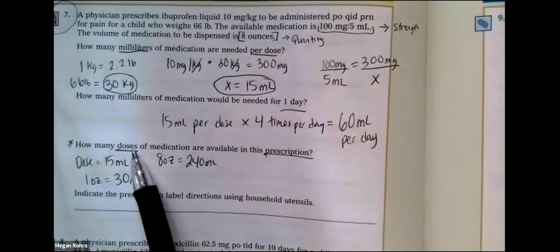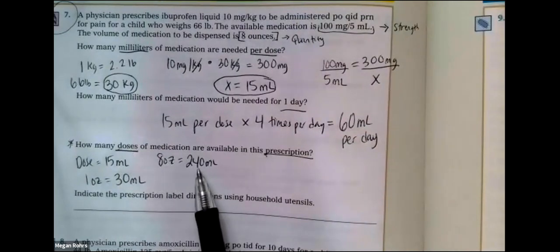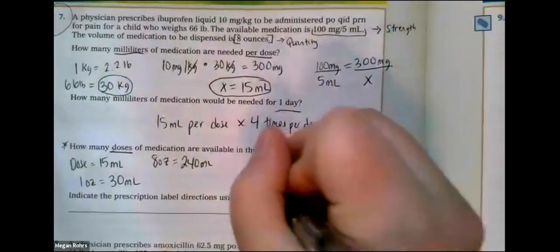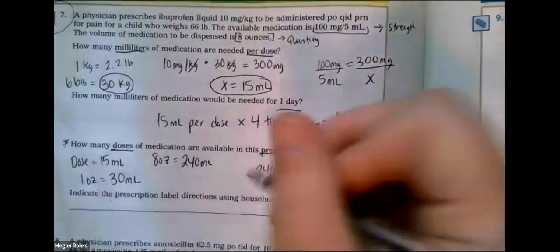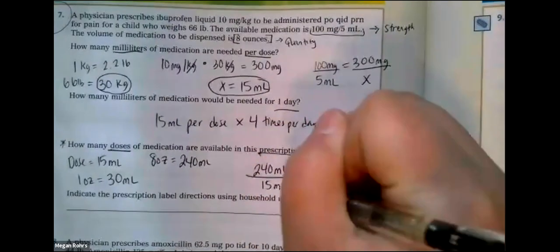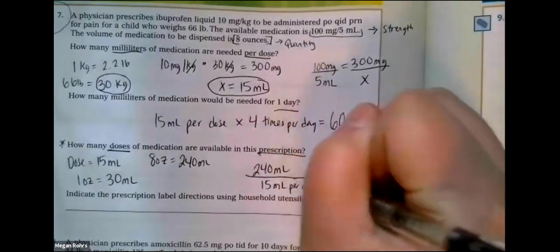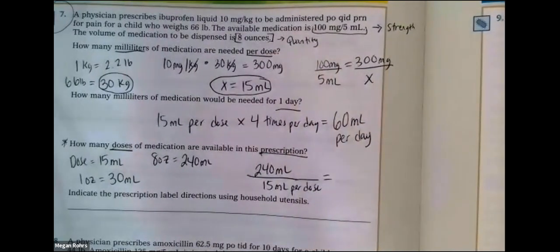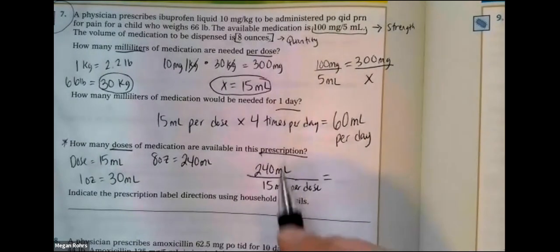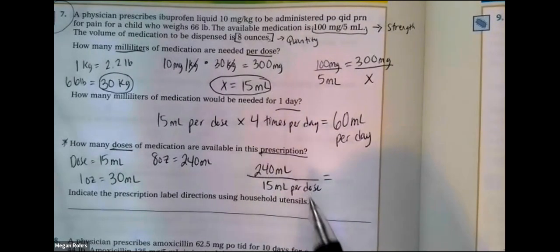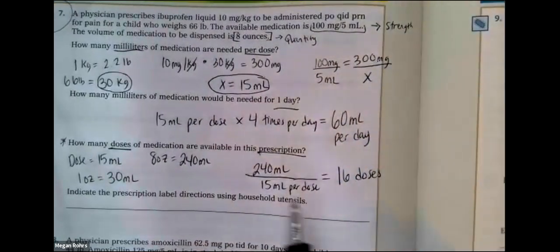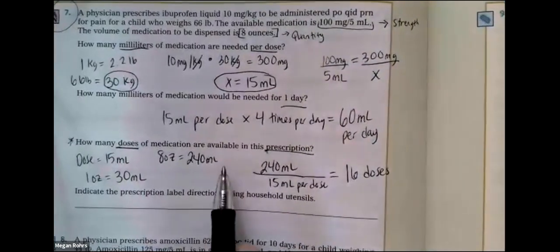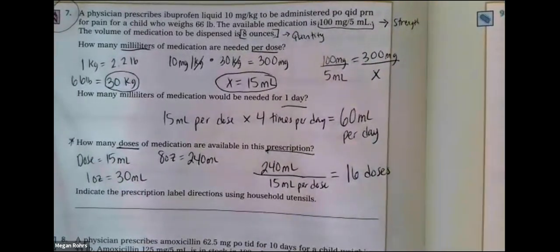So now to find out how many doses are in that container, we're just going to take the size of the container, 240 mils, and divide that by our dose, which is 15 mils per dose. And that's going to tell us how many doses we can actually draw out of that container. So 240 divided by 15 mils per dose gives us 16 doses in that container. So we can draw up 16 doses from the 8 ounces.